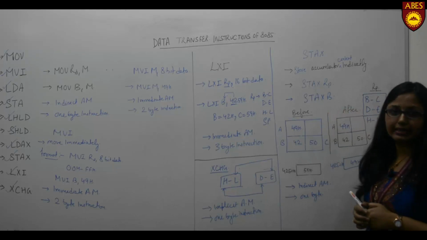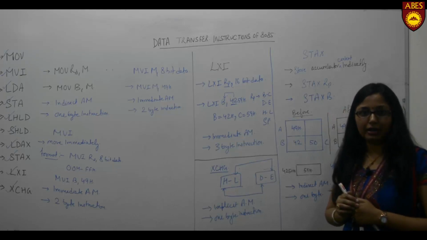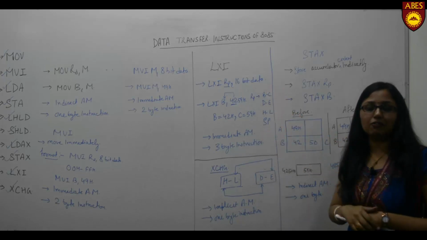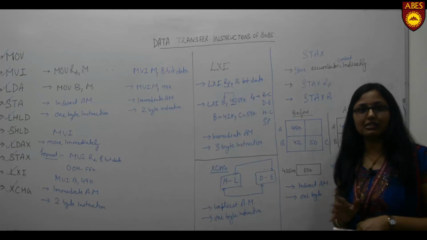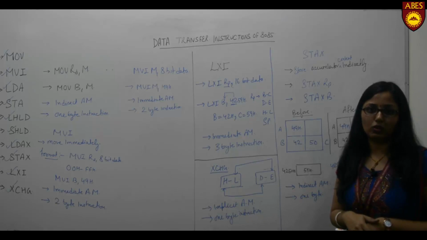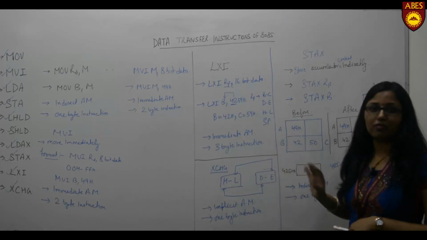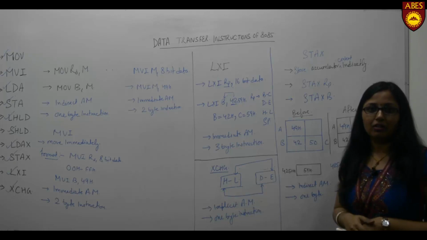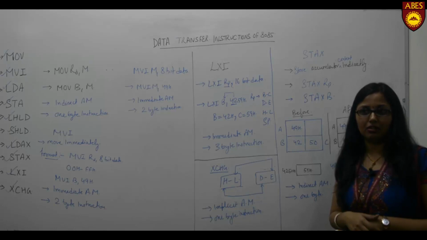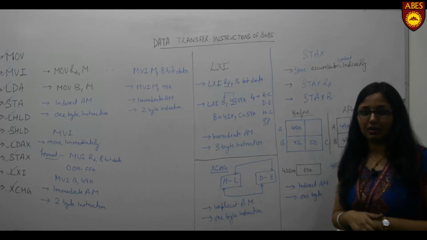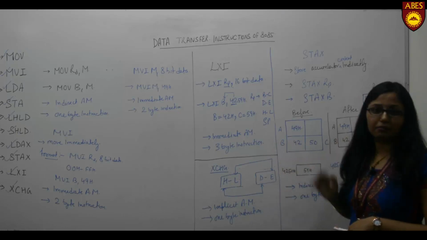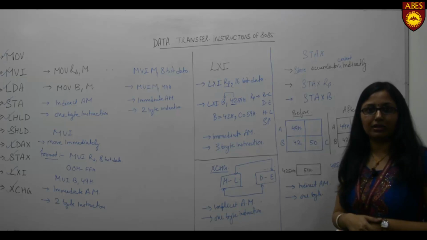This is all about the data transfer instructions of 8085 microprocessor. These instructions do not affect any flag of the flag register, because there is no manipulation of the data; the data is only transferred from one place to another. The flags are affected by other instructions like arithmetic instructions and logical instructions, but in data transfer instructions no flags are affected and data is transferred from one place to another place.